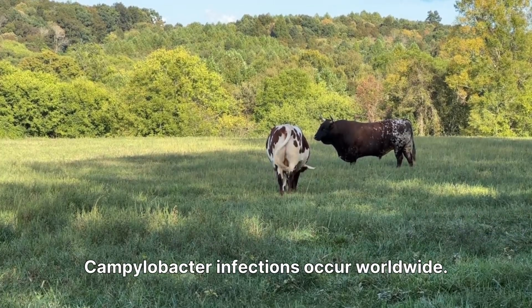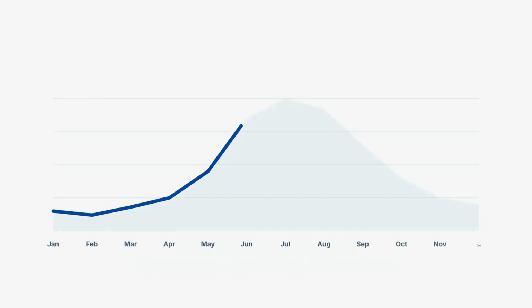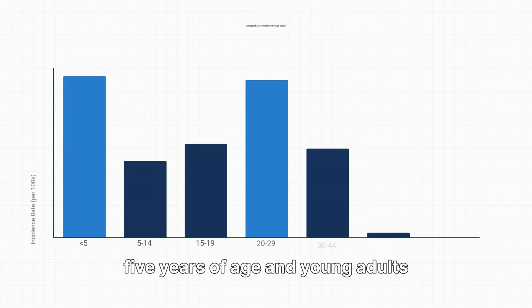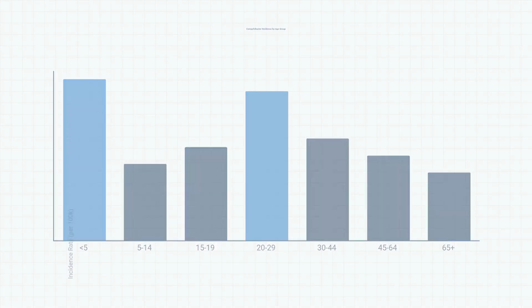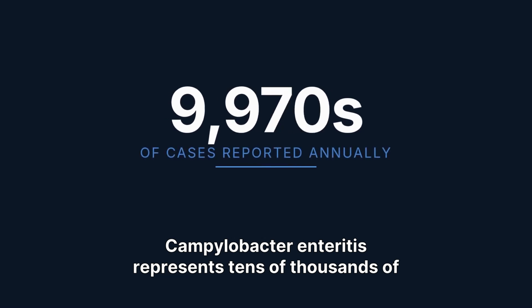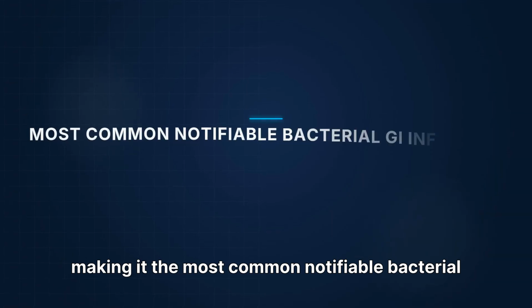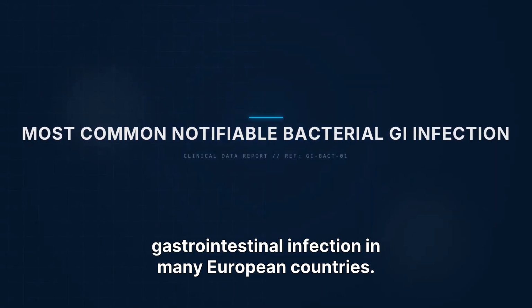Campylobacter infections occur worldwide. In Germany and most European countries, infections occur more frequently during the warmer months of the year. The most affected groups include children under 5 years of age and young adults between 20 and 29 years old. Campylobacter enteritis represents tens of thousands of reported cases each year, making it the most common notifiable bacterial gastrointestinal infection in many European countries.